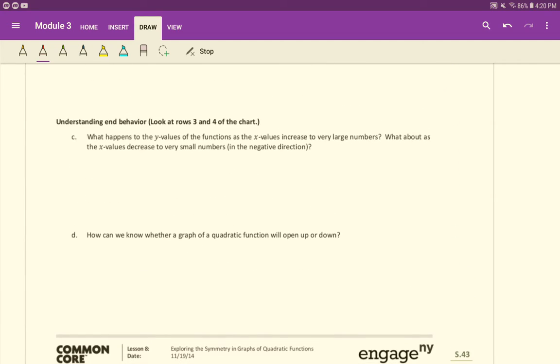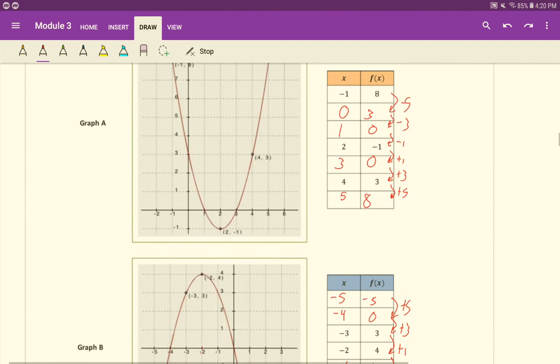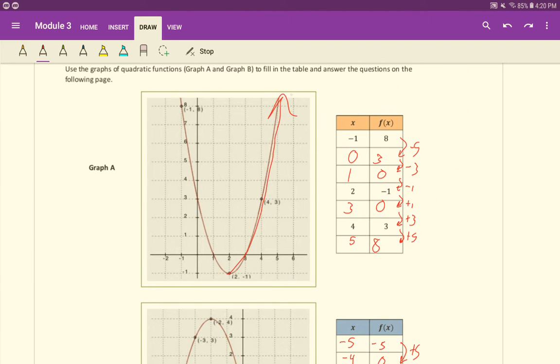Okay. What happens to the y values of the functions as the x values increase to very large numbers? What about as the x values decrease to very small numbers in the negative direction? Well, it depends, right? And that's really all up in this. So for graph A, we kind of wrote that in our end behavior here, but I guess we can rewrite it here. So for graph A, what happens as x goes to positive infinity versus what happens as x goes to negative infinity, right? What happens to our y values or our function values here? Well, again, we already kind of listed this, right? As x goes to infinity, that means as we go really far to the right, what happens to our y values? They're going to go up and up and up. So they go to positive infinity.